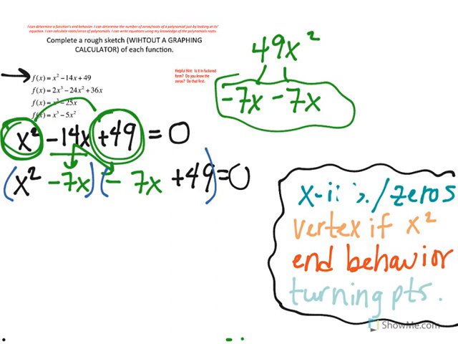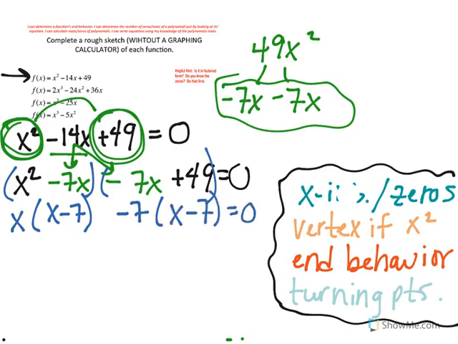The front two, I'm looking at x squared minus 7x, and I want to take out the greatest common factor, which is just a 1x, leaving me x minus 7. And I'm going to do the same thing in the back, or the second parentheses group. I want to take out the greatest common factor, which in this case would be negative 7, and that leaves me with x minus 7 in parentheses. This is good because what's in parentheses is the same. When that happens, I am good to go.